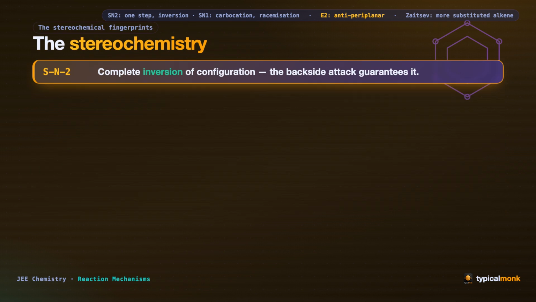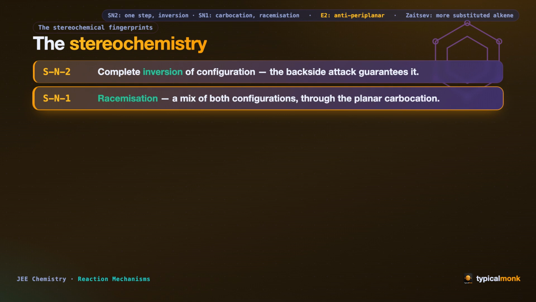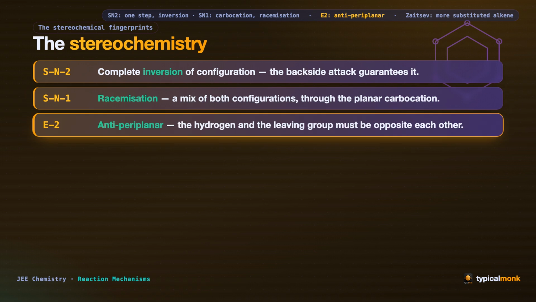Now, the stereochemical fingerprints. SN2. Complete inversion of configuration. The backside attack guarantees it. SN1 racemization. A mix of both configurations, formed through the planar carbocation. E2. Anti-periplanar. The hydrogen and the leaving group must lie opposite each other.